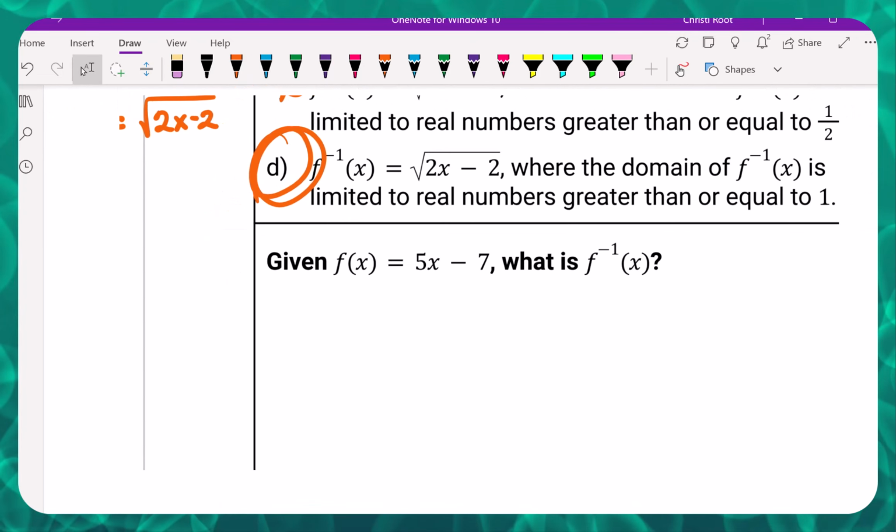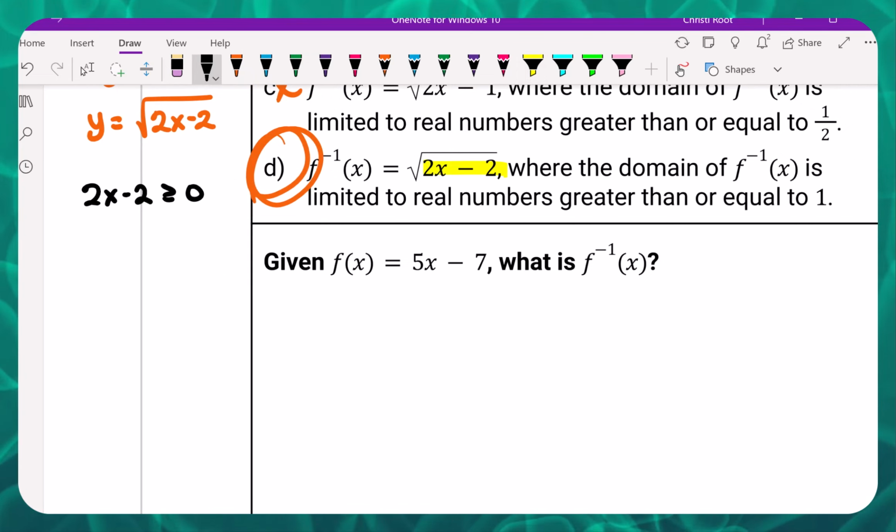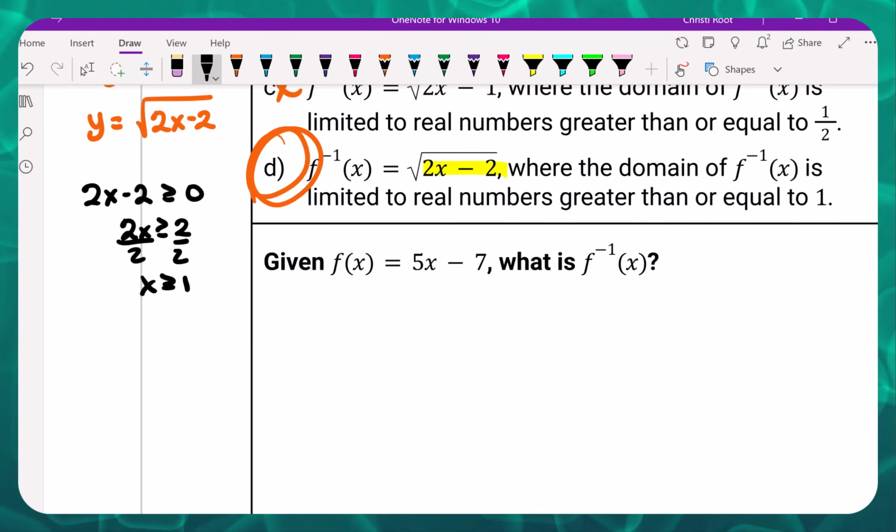The way that you can get around this is that you can state that everything underneath the square root has to be greater than or equal to 0. So you can see that x is forced to be greater than 1.